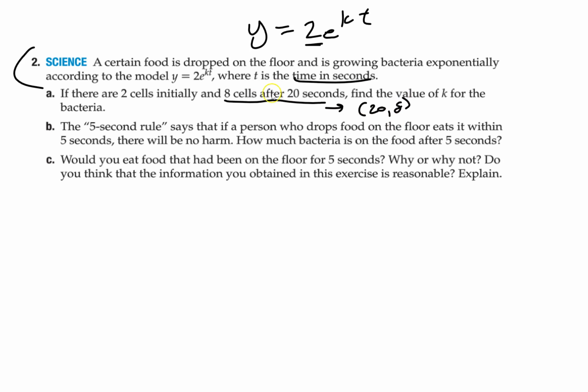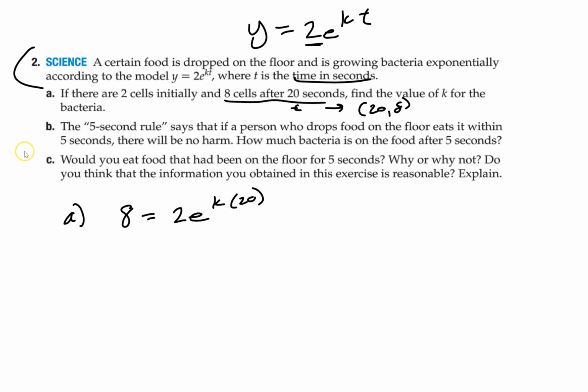A little tricky, right? But look what it says. You have 2 cells initially, the initial amount. You have 8 cells after 20 seconds. Now, 20 is time, so when they plug in 20 seconds, they get 8 cells. So let's use that as a point. So I get 8 cells when I plug in 20 seconds.